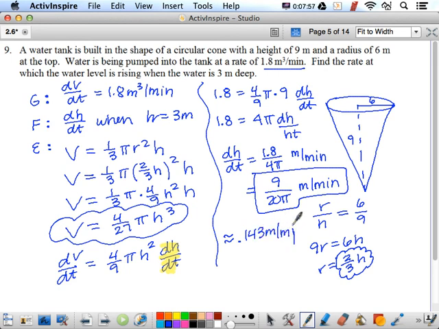All right, and that's pretty much how you're going to work cone problems no matter what. You're going to have to understand that height to radius ratio and making that substitution that will allow you to not do the product rule.